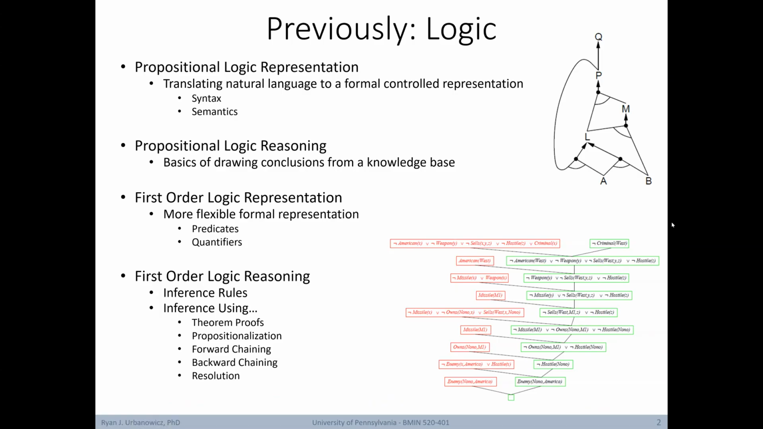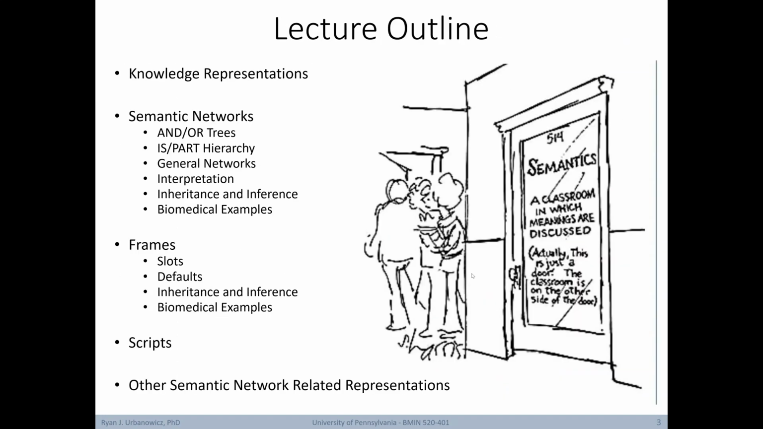In our last 4 lectures we covered the topic of logic, examining both representation and reasoning from the perspective of propositional logic and then first-order logic. In today's lecture we're going to start by taking another look at knowledge representations from a broader perspective. Then we'll move on to semantic networks.